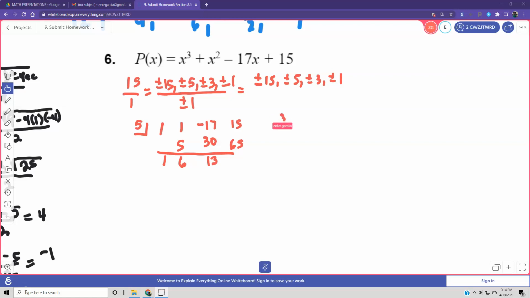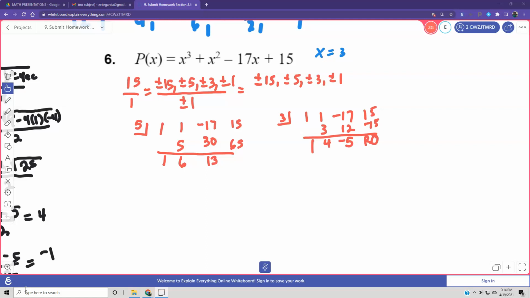Let's try 3. So we have 1, 1, negative 17, 15. 3 times 1 is 3. 1 plus 3 is 4. 3 times 4 is 12. Negative 17 plus 12 gives you negative 5. 3 times negative 5 gives you negative 15. 15 minus 15 is 0. That's your remainder. So guess what? Our first answer is x equals 3.